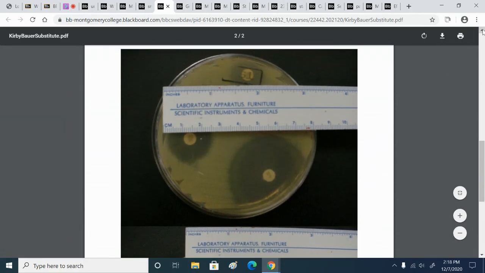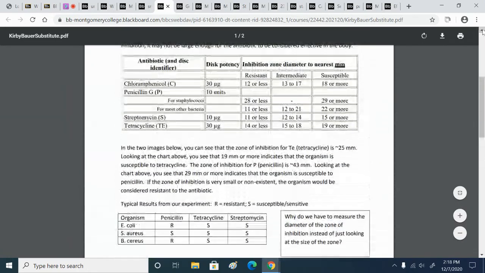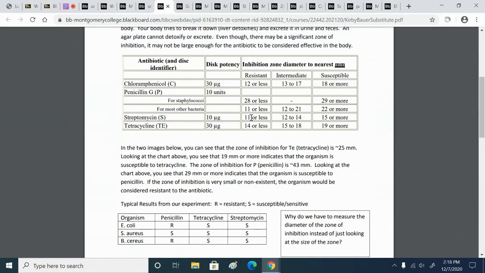Because 15 or greater means the organism is susceptible with streptomycin, but if it's less than 15, it could be intermediate, so it's beginning to become resistant. If it's less than 11, right, millimeters, then the organism would be resistant.